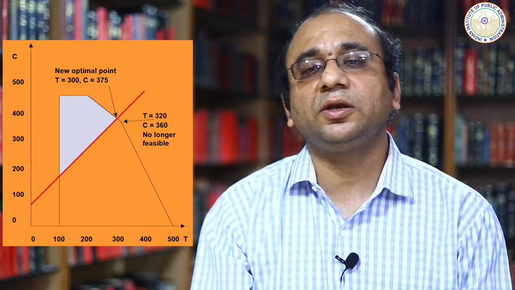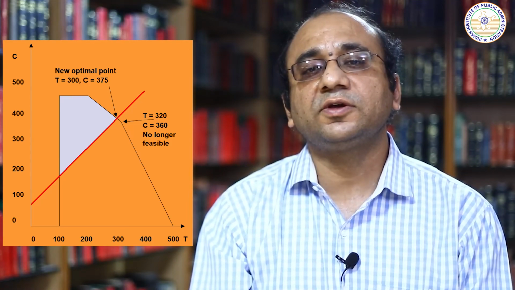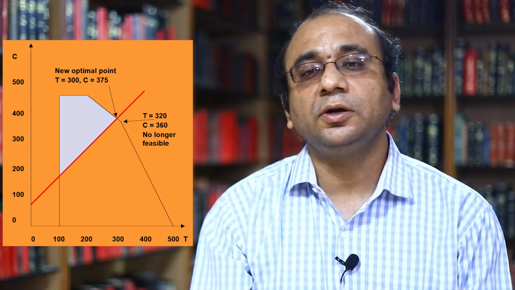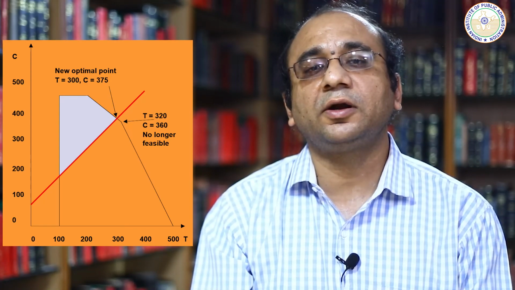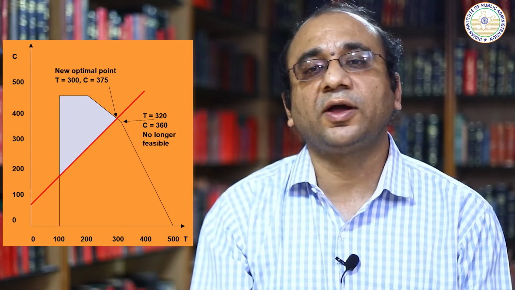Because of this new additional constraint, my feasible area has been reduced. So T is 320 and C is 360, which was my earlier solution, but that is no longer feasible. So the new solution is T is 300, C is 375.